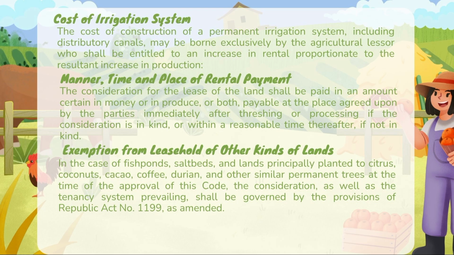Next, we have manner, time, and place of rental payment. The consideration for the lease of the land shall be paid in an amount certain in money or in produce, or both, payable at the place agreed upon by the parties immediately after threshing or processing, if the consideration is in kind, or within a reasonable time thereafter, if not in kind. The statement explicitly prohibits the agricultural lessor from requiring the lessee to file a bond, make a deposit, or provide a preferential lien in their favor for rental payments beyond the gross harvest necessary to cover the rental due.